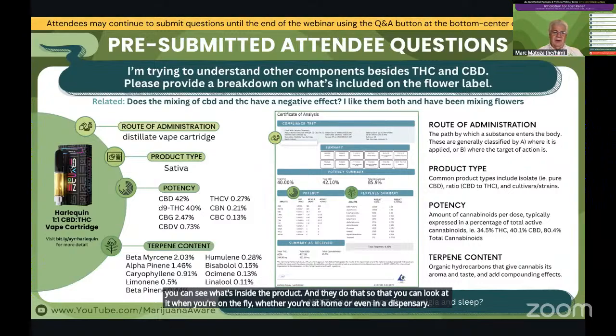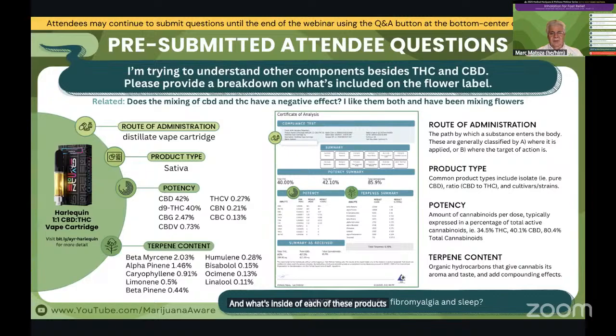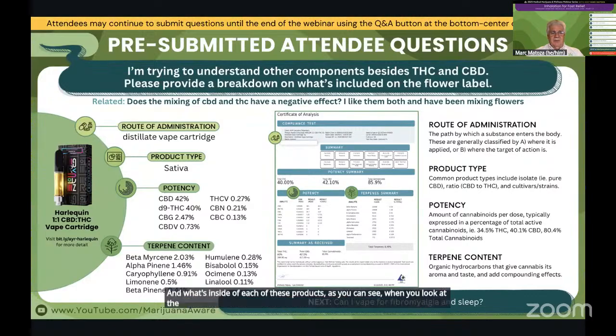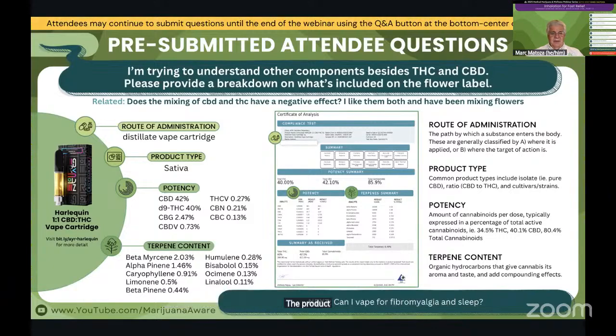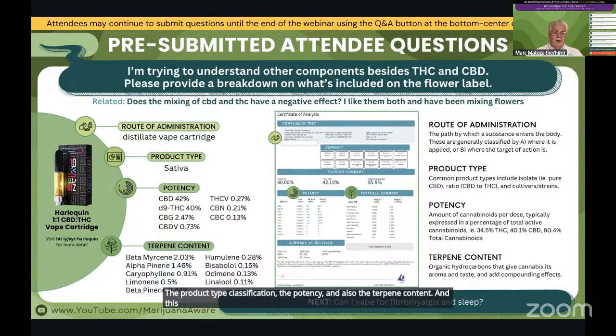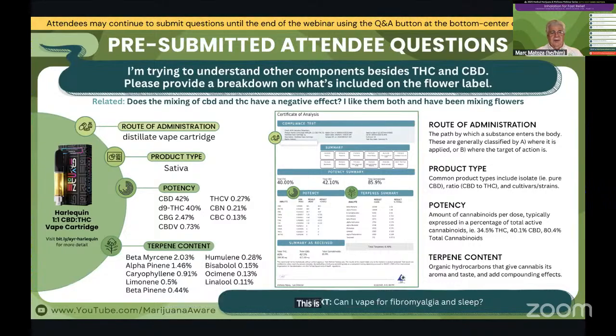And what's inside of each of these products, as you can see, when you look at the COA, it'll tell you the route of administration that's being used, the product type classification, the potency, and also the terpene content. And this is an example of a product called Harlequin. This is from a company called Air, a dispensary called Air, or AYR. And this particular cartridge is a 1-to-1 vape cartridge.